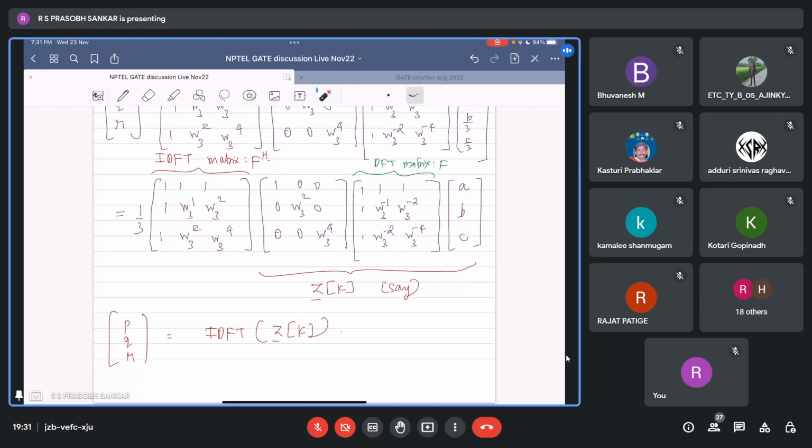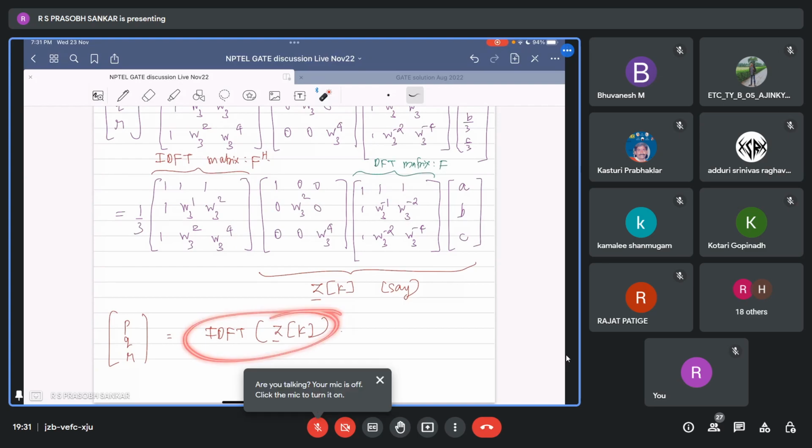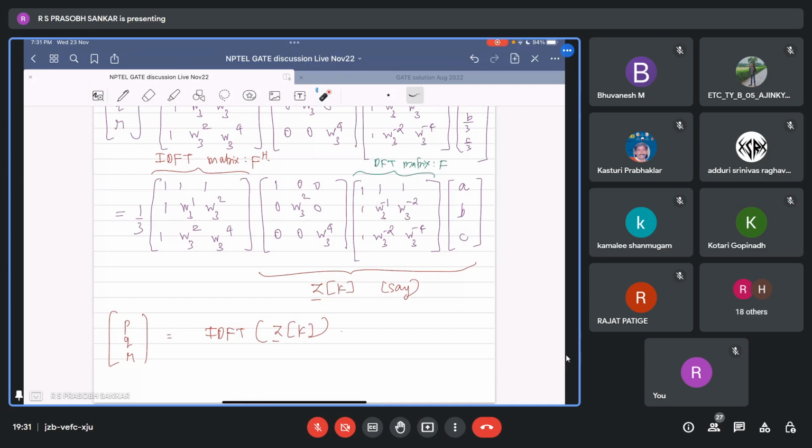So to solve this question, we need to find the IDFT of Z[k]. It might feel that we are complicating things further, but not really. It is very simple. Once we realize this is the case, the solution is very simple. It's much simpler than multiplying these three matrices, that I can tell. So what do we have? We need to find the IDFT of this much part.